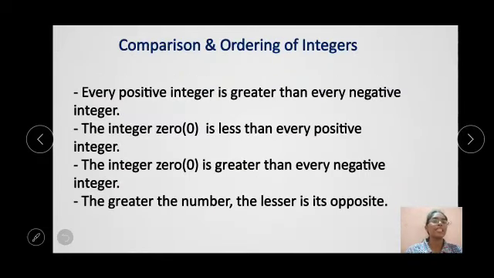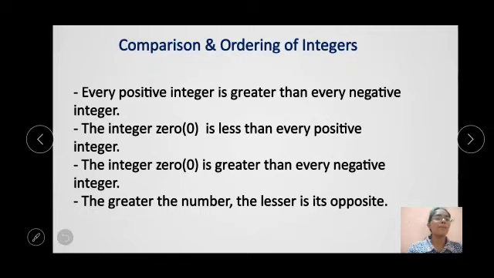Now we will see the comparison and ordering of integers. Every positive integer is greater than every negative integer. Means if you have minus 5 and 5, then 5 is greater than minus 5. The integer 0 is less than every positive integer. Means if you have 0 and 5, then 5 is always greater than 0. And the integer 0 is greater than every negative integer. So if you have 0 and minus 5, then 0 is greater than minus 5.